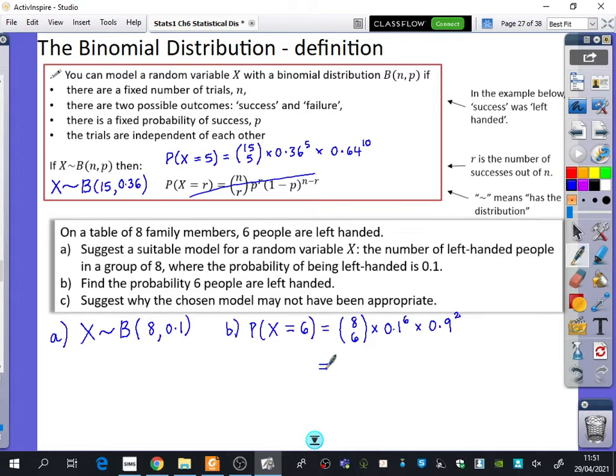So where have I put my calculator? Here. 8 choose 6 times 0.1 to the power of 6 times 0.9 squared. And we get 2.268 times 10 to the power of minus 5, which is 0.0000228.